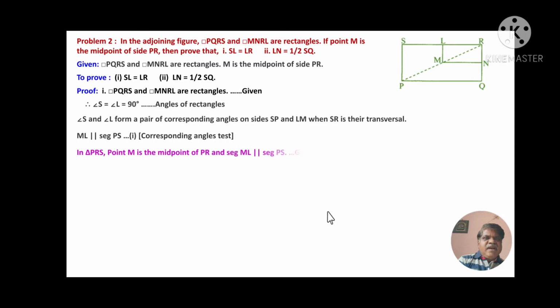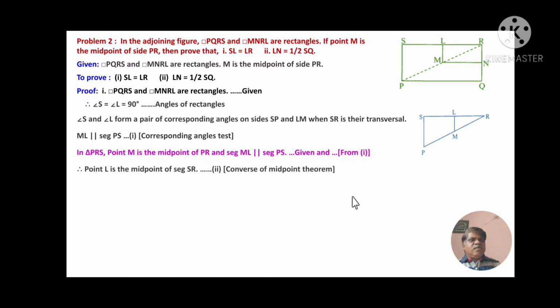Friends, now in triangle PRS, point M is the midpoint of side PR and ML is parallel to PS. You can see in the figure that in triangle PRS, M is the midpoint of PR and ML is parallel to PS. So, we can use the converse of the midpoint theorem. Therefore, L is the midpoint of SR. Therefore, we can write that SL is equal to LR.